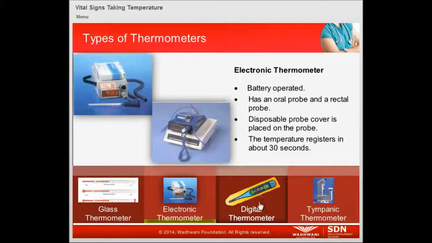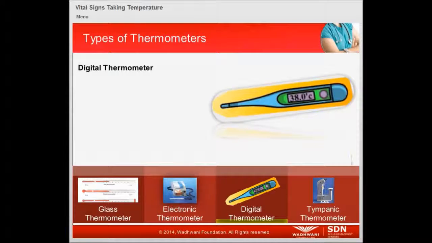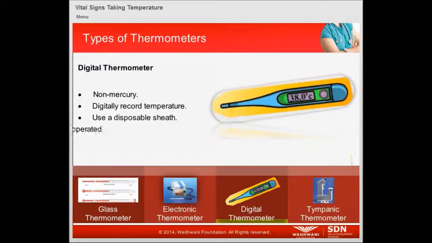Now let's take a look at a digital thermometer. This type of thermometer does not contain mercury. A disposable sheath is placed on the probe before using the digital thermometer in order to avoid infections. Digital thermometers are also battery operated. Temperature is registered often in a minute or less.